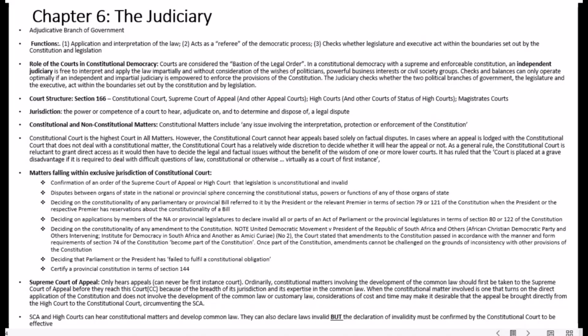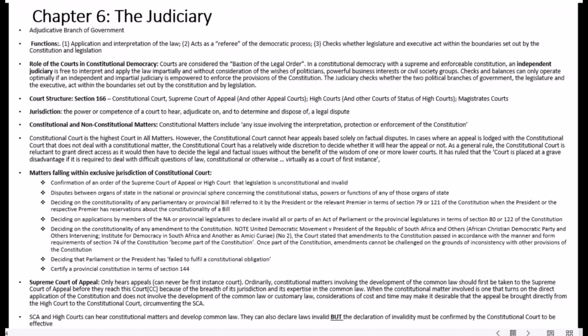So the Constitutional Court basically does shy away from just hearing appeals left, right, and center if they are just aimed at factual disputes, and if you're just appealing on that basis and there's no real constitutional element to it, you have to convince the court why it should actually hear those matters.